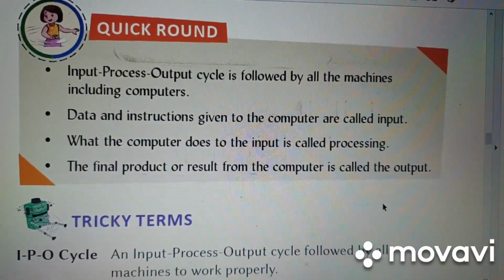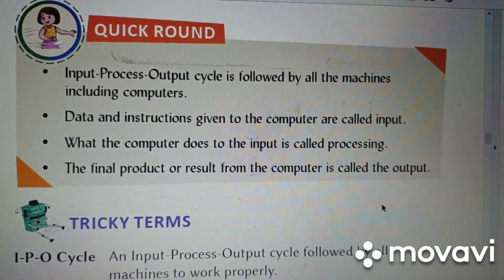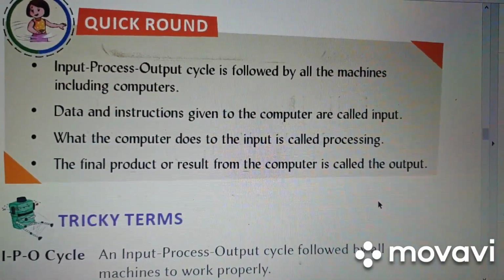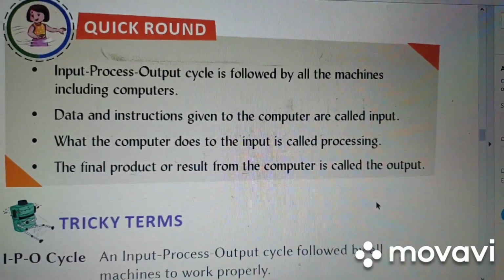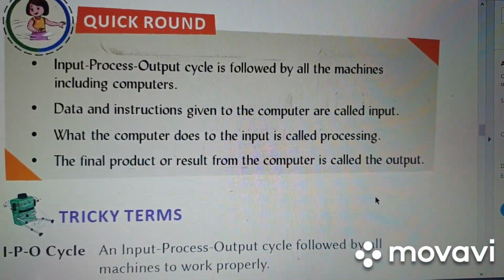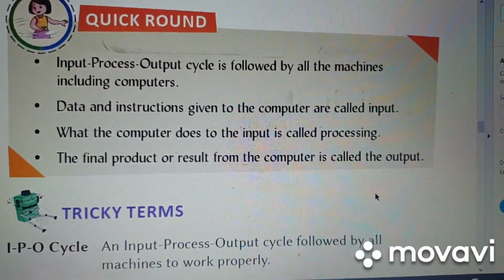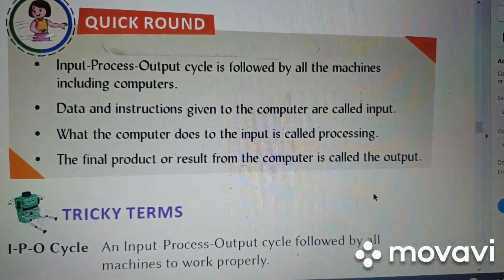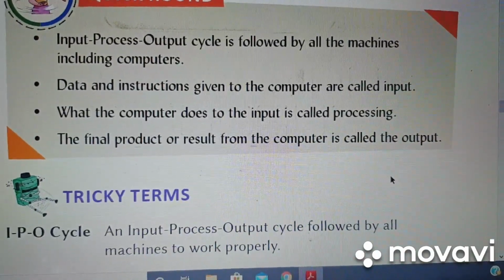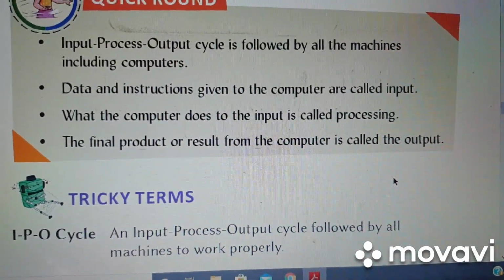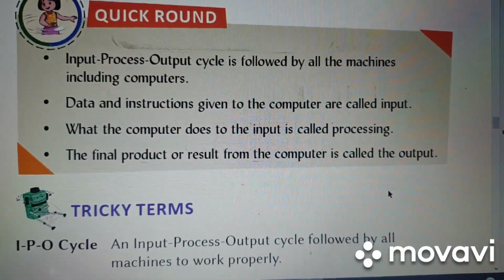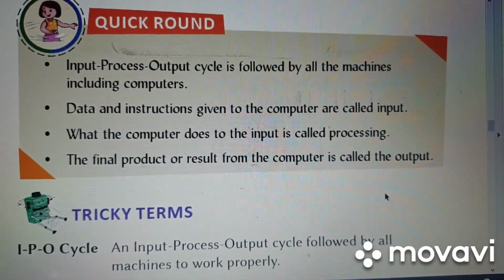Now let us quickly do the recap. Input, process, output cycle is followed by all the machines including the computers. Data and instructions given to the computer are called input. What the computer does to the input is called processing. The final product or result from a computer is called the output. IPO cycle, an input process output cycle, is followed by all machines to work properly. With this, children, I hope you have understood the concept covered in this chapter.